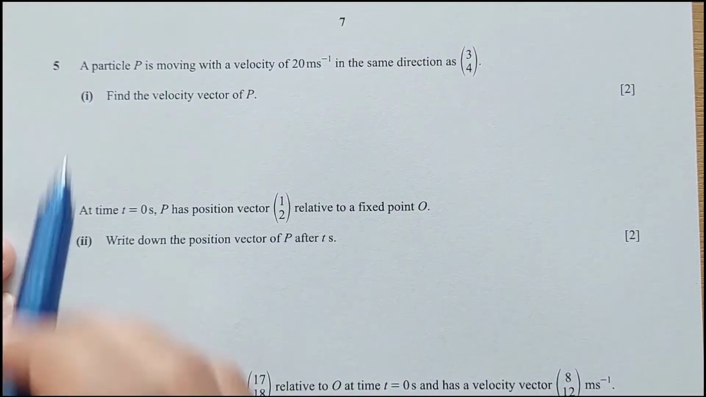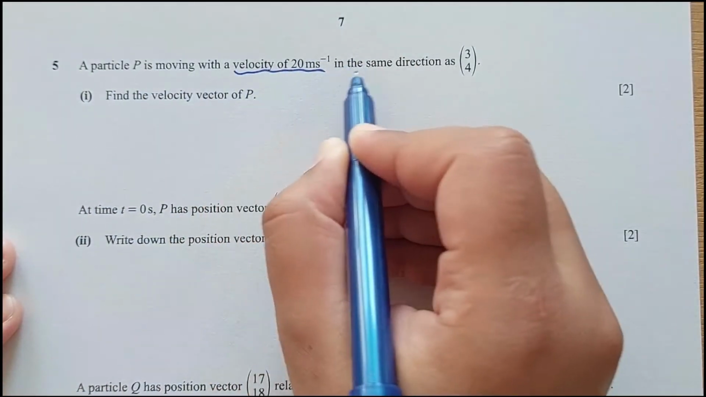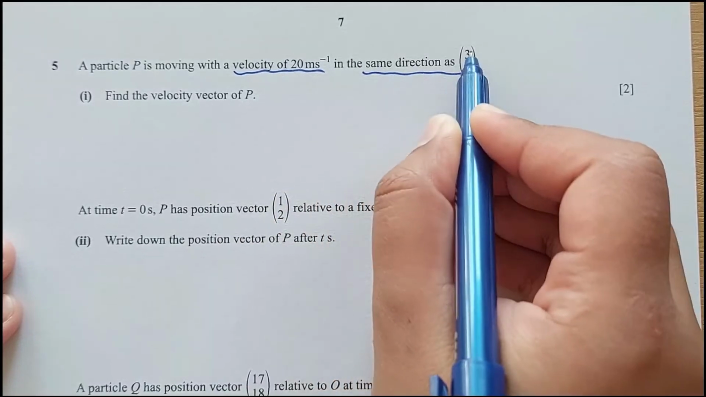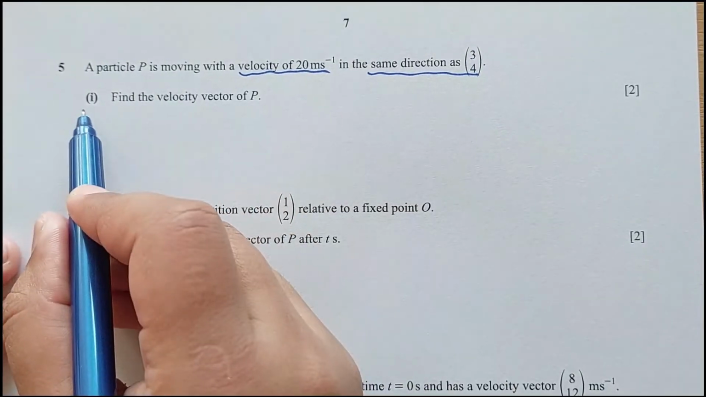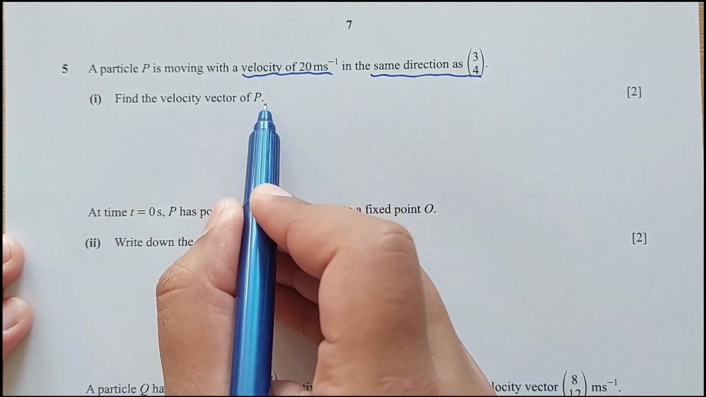Question number 5. A particle P is moving with a velocity of 20 meter per second in the same direction as 3, 4. For first part, find the velocity vector of P. We need to find the velocity vector of the particle P.